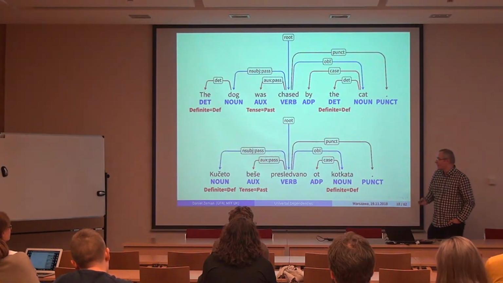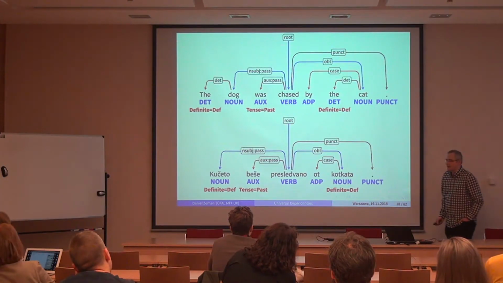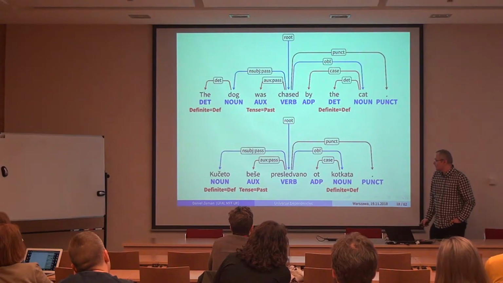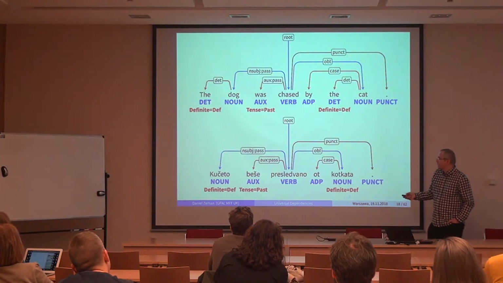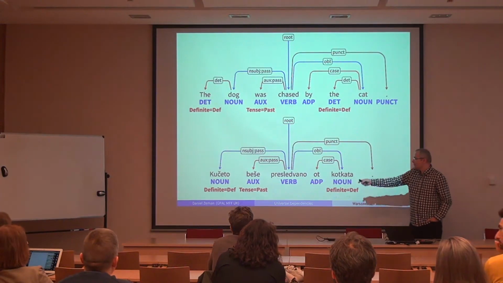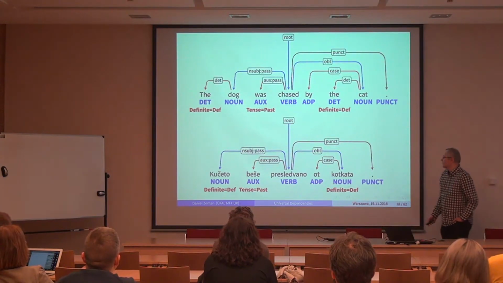Now Bulgarian can also have the periphrastic passive as in English, so you could also have kučeto beše presledváno od kotkata, and now it's more parallel, but still the backbone is the same, but the red links and the features may have changed. So now the past tense is with the auxiliary as well here.